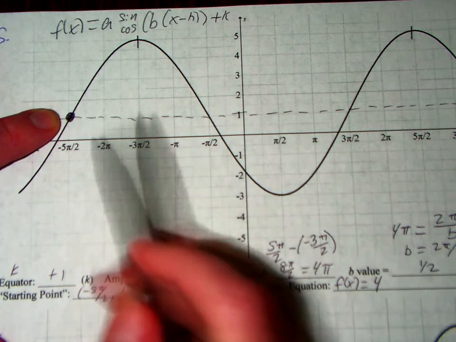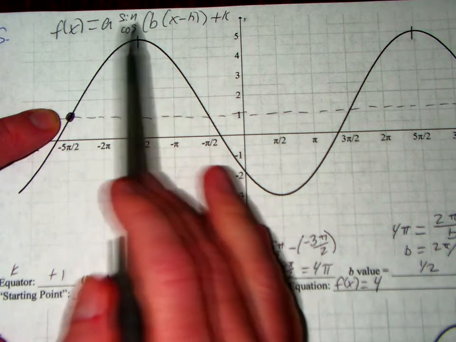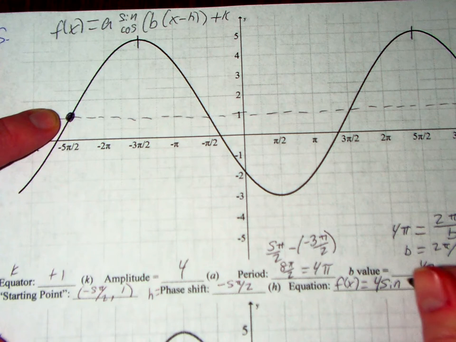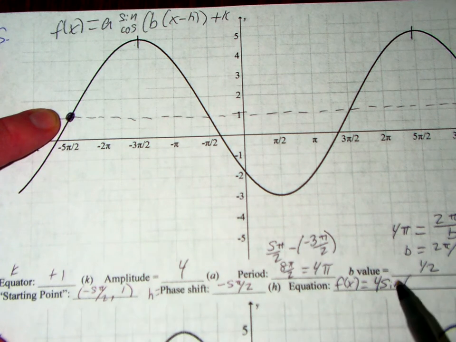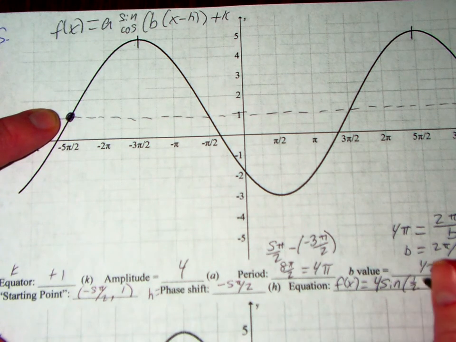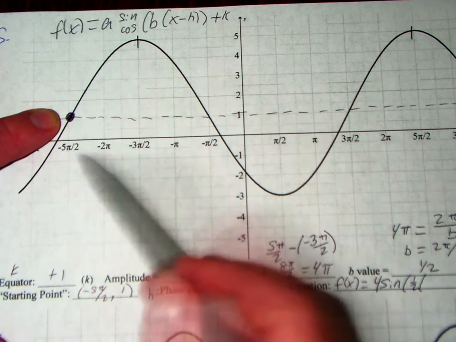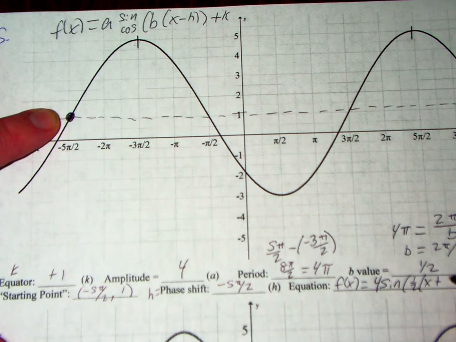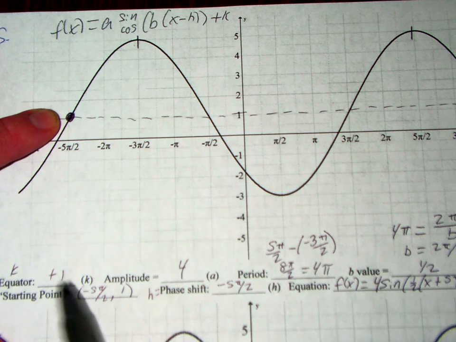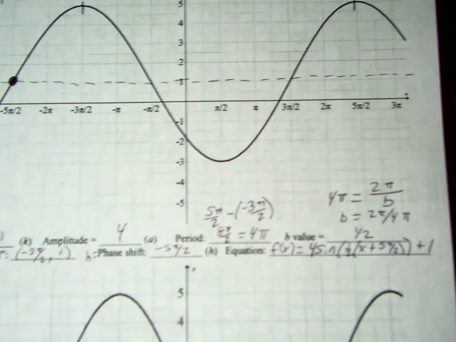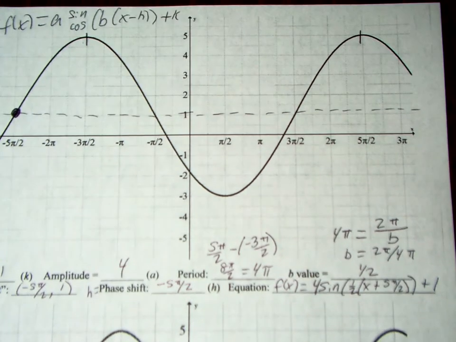And since I started on the equator, I'm going to use sine, because I know that's where my parent function starts. Parentheses, my b value is 1/2 x. Then for the parentheses I do my h value. Again, since I'm going left, it's going to be x plus 5 pi over 2. Close all the parentheses. And then my equator was plus 1. And that would be a 100% valid and correct equation for that graph.